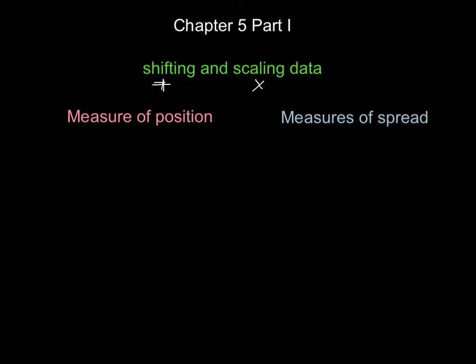For measures of position, I'm talking about X bar, your mean. I'm talking about the median. I'm talking about Q1, Q3, the max. Those are all calculations or measures of position. They're talking about a specific location within the data set.